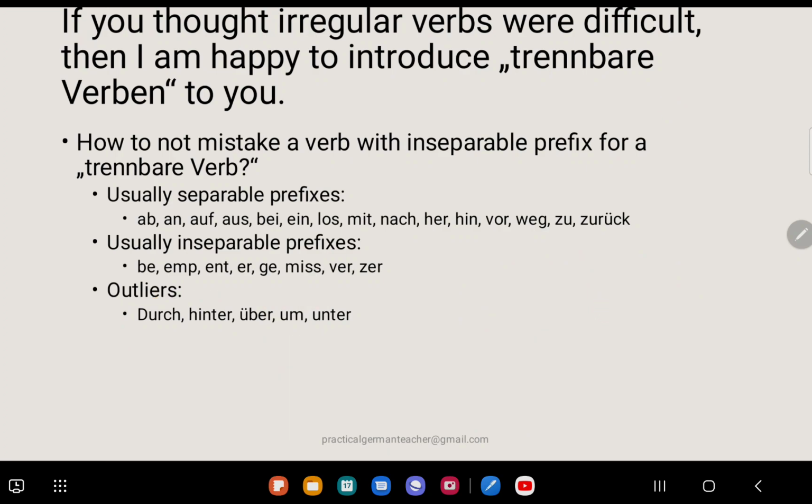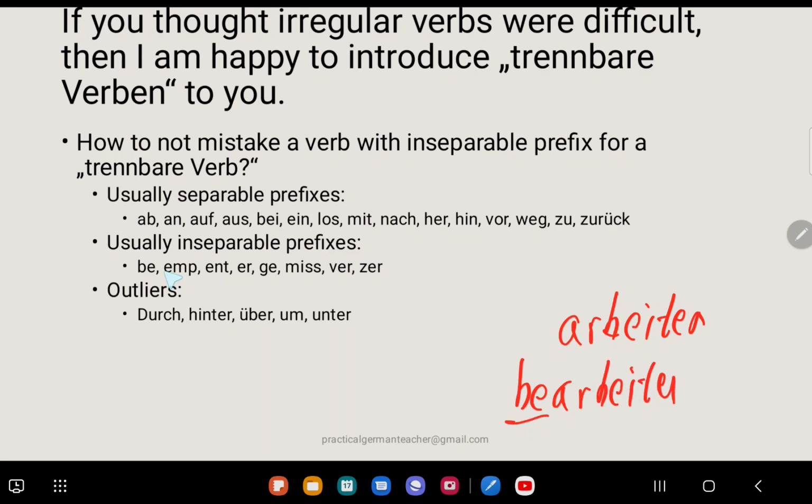For example, you have arbeiten, right? So arbeiten is to work. When you have bearbeiten, it means to edit. Notice be here, so not separable, inseparable. Then you will have verbs where you will see durch and you might think, okay, whether it is separable or inseparable, you never know. So durch, when combined with some verbs, is separable. When combined with other verbs, it's not separable. The same applies to the other prefixes as well.